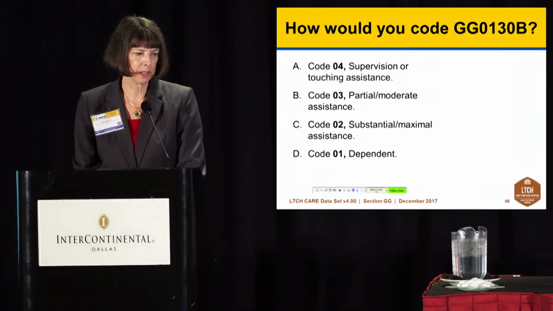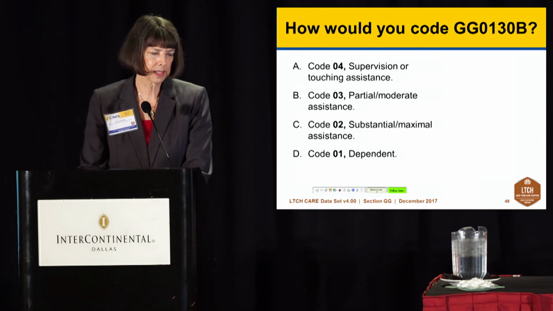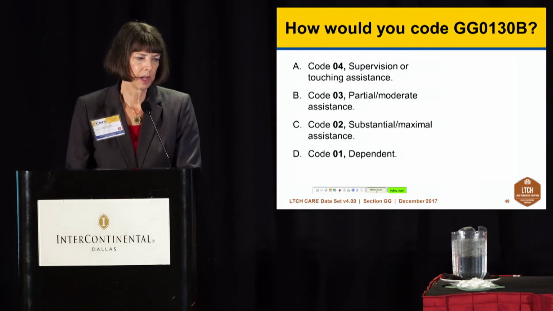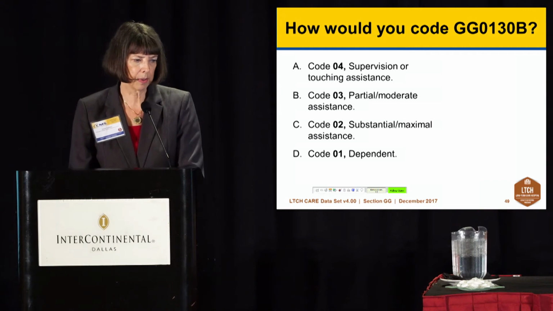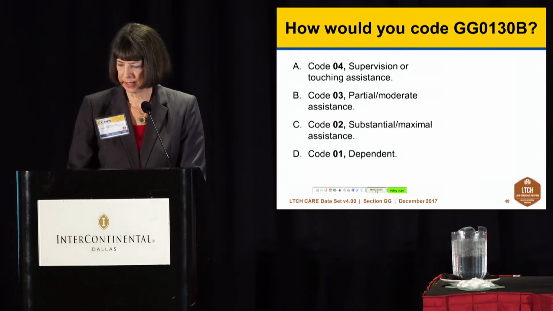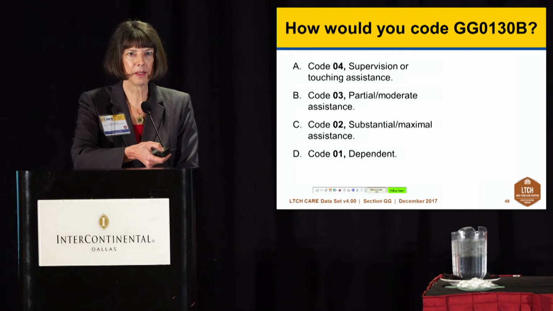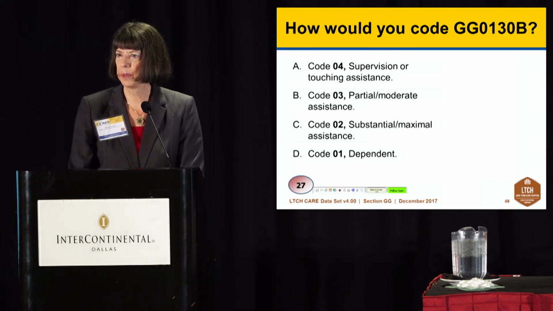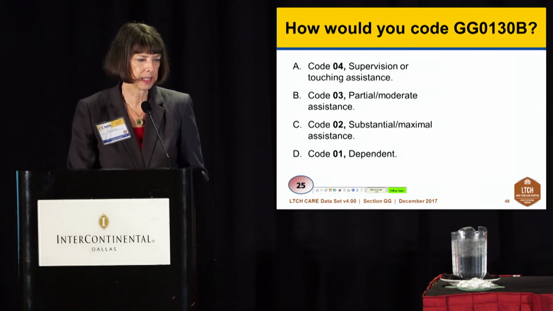Think about all the activities that are required and then think about the amount of assistance that's needed. So how are you going to answer and code this? Will it be code 04, supervision, touching assistance? Will it be code 03, partial moderate assistance? Will it be code 02, substantial maximal assistance? Or will it be 01, dependent? So let's think about that, talk amongst yourselves, and figure out all the different tasks involved to help you determine how you would code this.